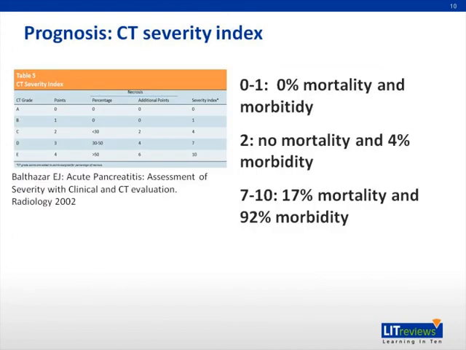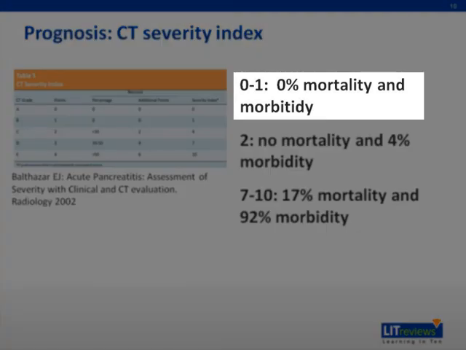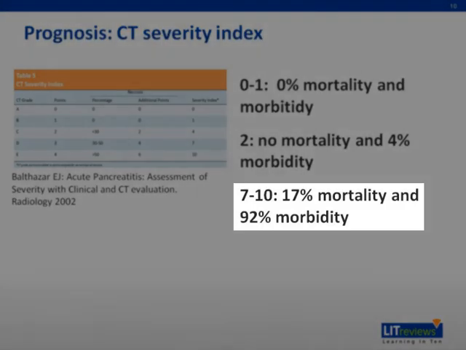As an alternative to using clinical criteria, Balthazar and colleagues developed a radiographic prognostic scale based on contrast-enhanced CT examination. The scoring scale is based on a combination of pancreatic injury and necrosis. A score of 0 to 1 portends an excellent prognosis, while a score of 7 to 10 portends a poor prognosis.